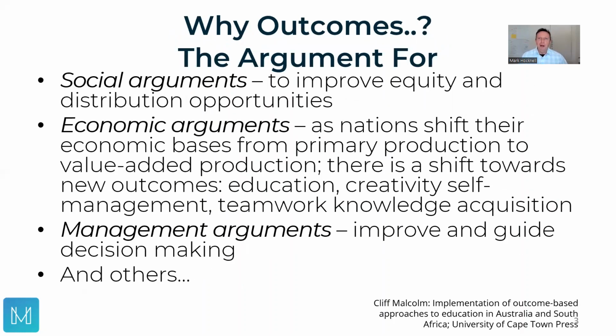So the argument for outcomes has been led by a bunch of academics over the years, but there's social arguments for it, there's economic arguments, and there's management arguments for it, as you can see here. But the key thing here is that the social argument is that if we actually want to make things better, we have to understand whether the interventions we're putting in place or the actions we're putting in place are actually making a difference or not. And the only way to do that is to focus on the outcome and measure the impact of the influence that we're having.